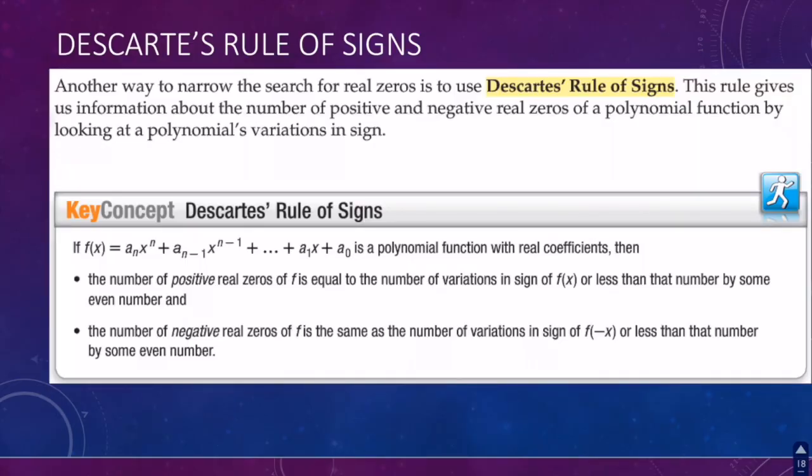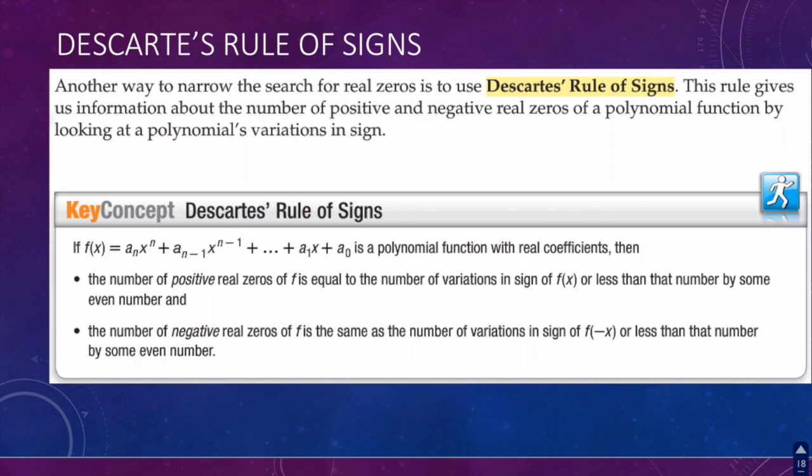All right, we're in this discussion of narrowing our search of real zeros by understanding where our lower bound is and the upper bound is. And we just showed you a couple of tests to show lower and upper bound. Well, here's another one. It's another way to narrow the search for real zeros, and it's to use this thing called Descartes' rule of signs. And it gives me an opportunity to talk to you about one of my heroes, René Descartes. So this rule gives us information about the number of positive and negative real zeros of a polynomial function by looking at a polynomial's variations in sign.